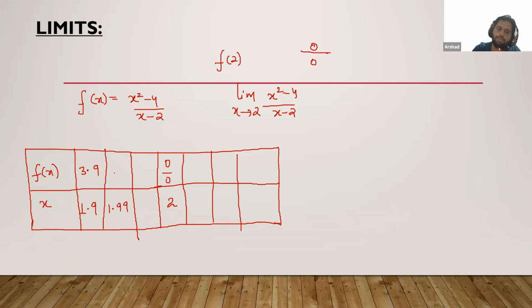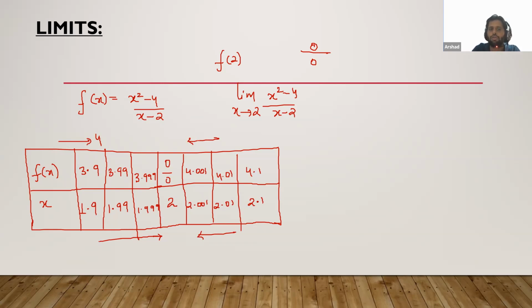If we put the value 1.99, we will get 3.99. If we put 1.999, we will get 3.999. So we can see that as x is coming closer to 2, f(x) is moving towards 4. When x approaches 2, f(x) approaches 4. Similarly, from the right side, if we put 2.1, you will get 4.1. If you put 2.01, you will get 4.01. If you put 2.001, you will get 4.001. So if you are approaching 2 from the right side, f(x) will again approach 4. So from the left side or from the right side, if you are approaching 2, then f(x) approaches 4. That's why in this case, the value of the limit will be 4.